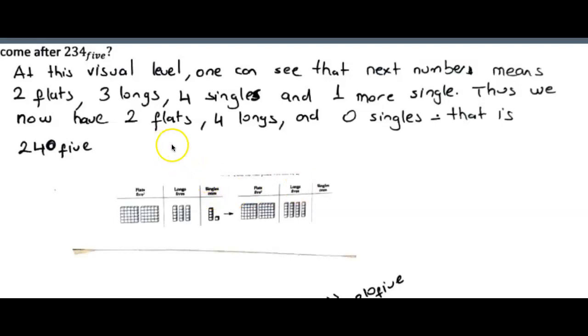So I'm going to look at it. Okay, I have here 4 units, 3 longs and 2 flats, right? 2 flats, 3 longs, 4 single units, and 1 more single. If I'm adding 1 more single, we now have 2 flats and 4 longs and 0 singles. That is it. What comes after 2, 3, 4 base 5? It's going to be 2, 4, 0 base 5.